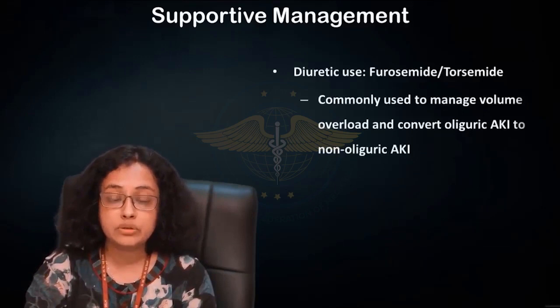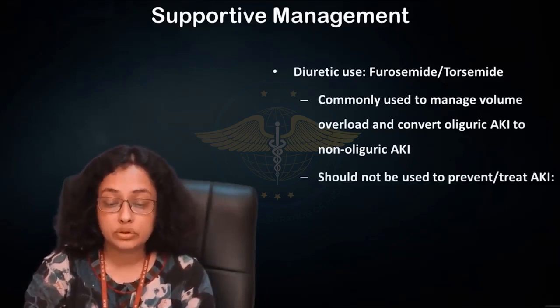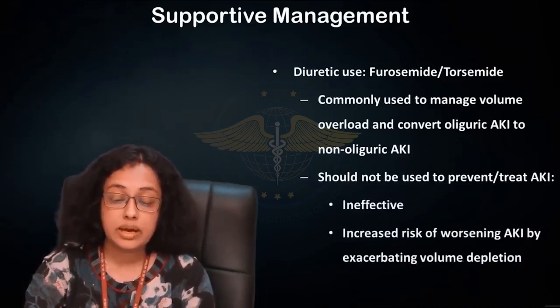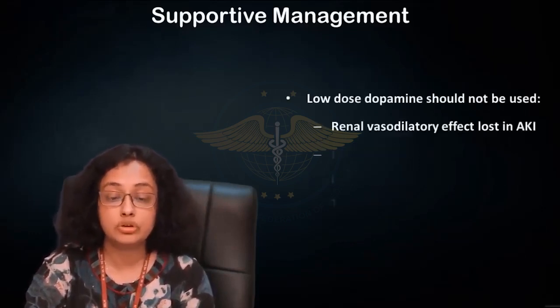Diuretic therapy has been used in managing volume overloaded patients with oliguria to convert them into non-oliguric AKI, but should be used with caution because sometimes it is ineffective. It may worsen the AKI, the prerenal component, by exacerbating the volume depletion. Low-dose dopamine should not be used.